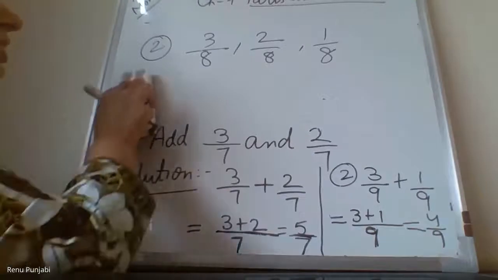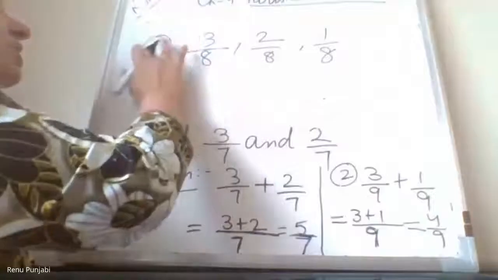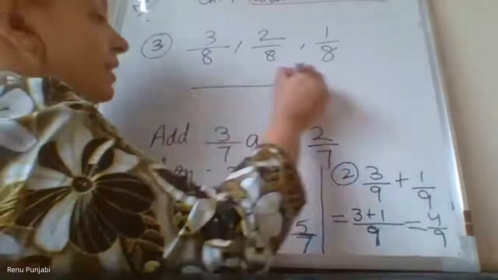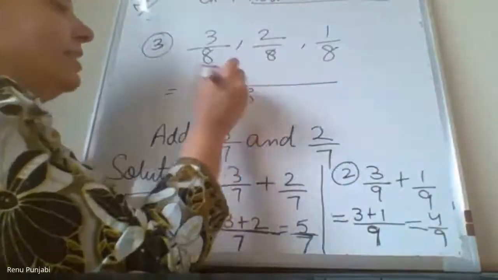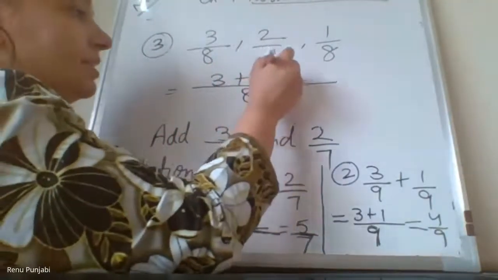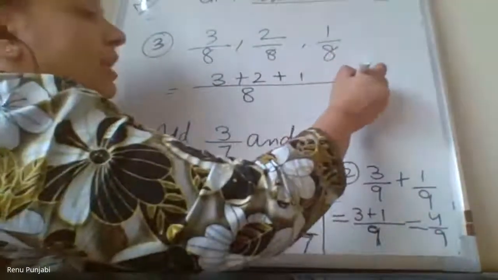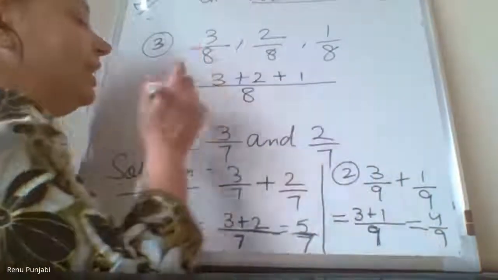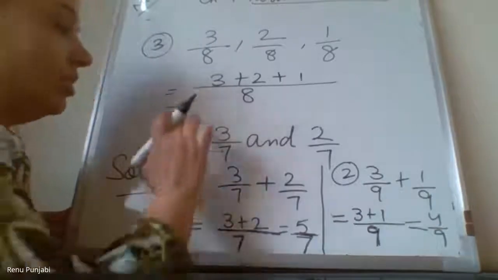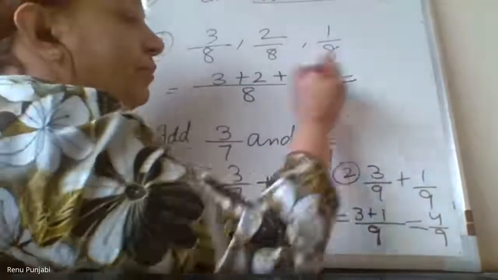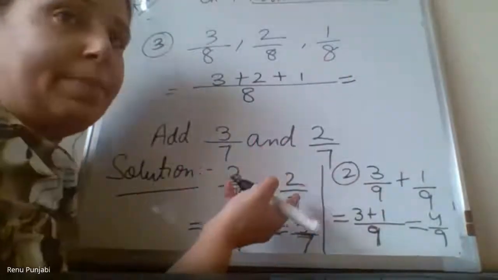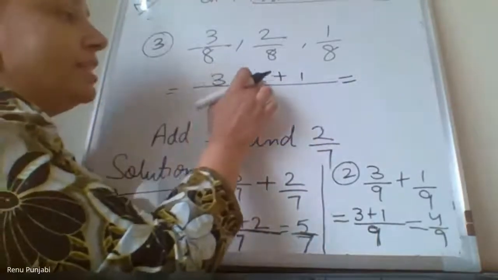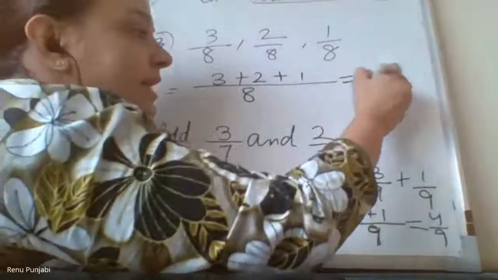So in this situation, here also it's the same. We take the common denominator, which is 8, and we add the numerators. We can write the next step after putting equals to on the right hand side, or we can write the step down also. I don't have space, so I put the equal to sign here and write the next step here. My next step is to add all the numerators. 3 plus 2 is 5, 5 plus 1 is 6. 6 upon 8.